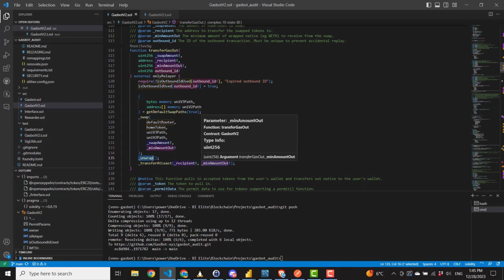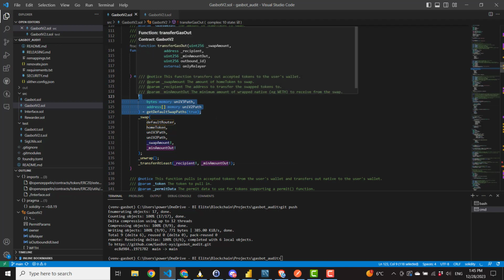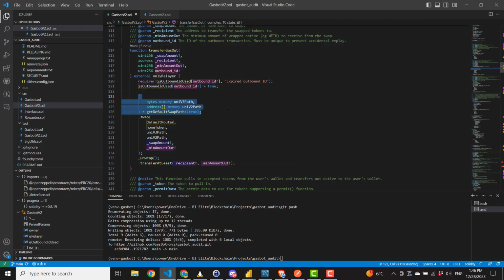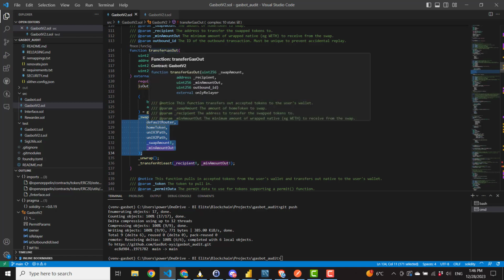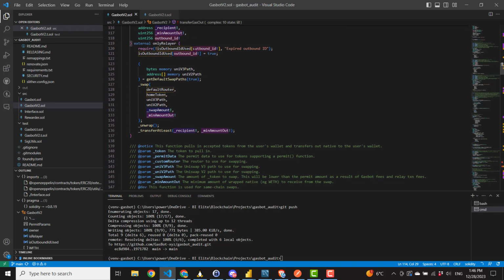Since we're only ever going from home token to wrapped Phantom, we can just use our default router and default paths. So we have this really useful function, get default swap paths, in order to get just the UniV3 or UniV2 path, depending on what kind the default router is, and just perform the swapping. So no inputs for the routers or the paths need to occur for transfer gas out, since we know that the home token is just an easy path that we have predefined.